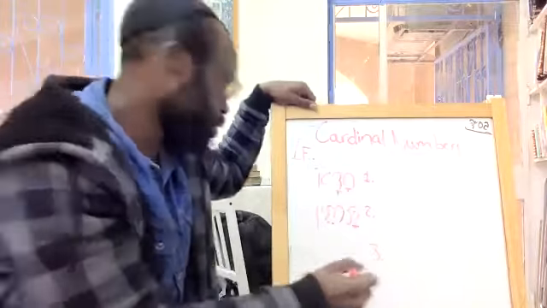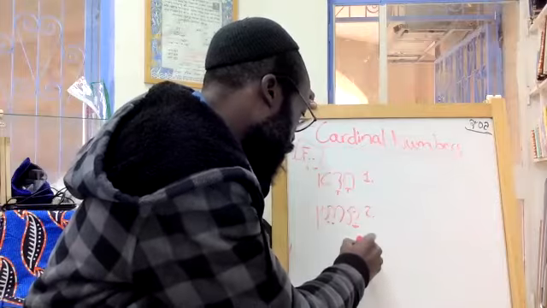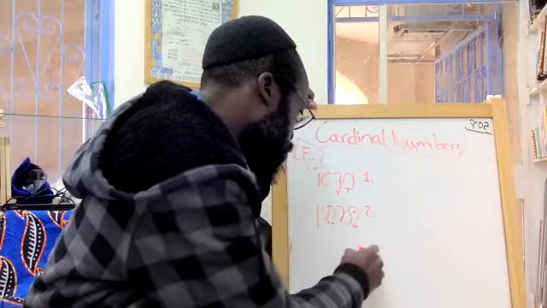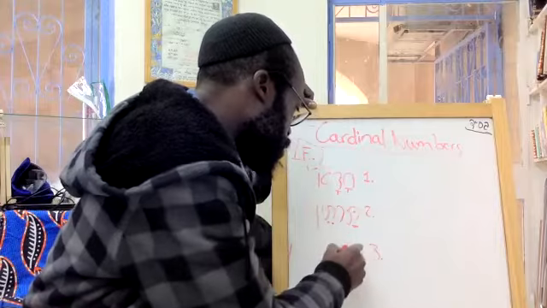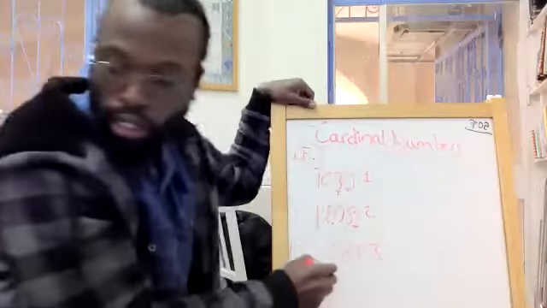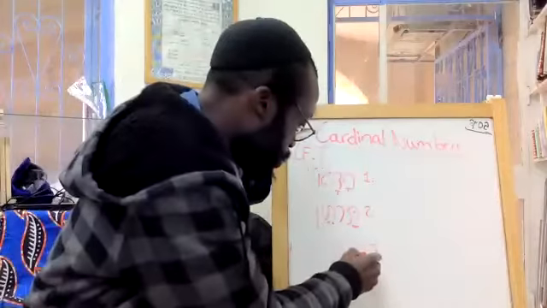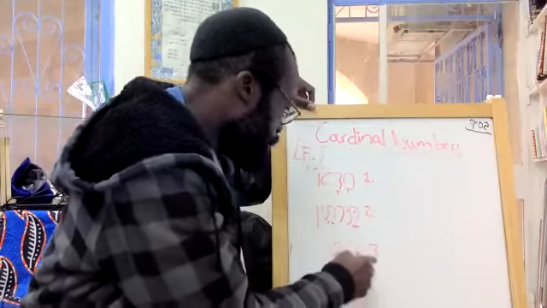3, in the feminine form, is telat. Actually, that's what I was referring to before when I said that sometimes you can also say telat. Telat is actually the feminine form. Telat is 3.